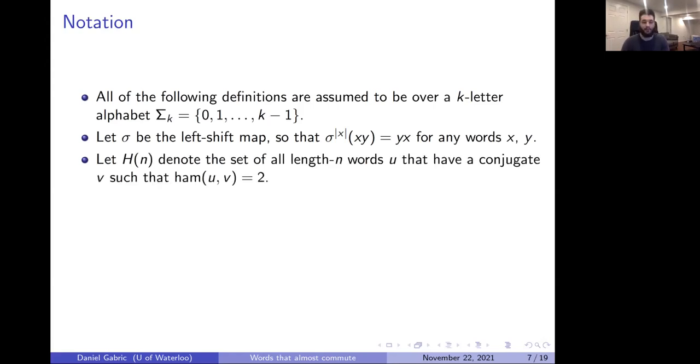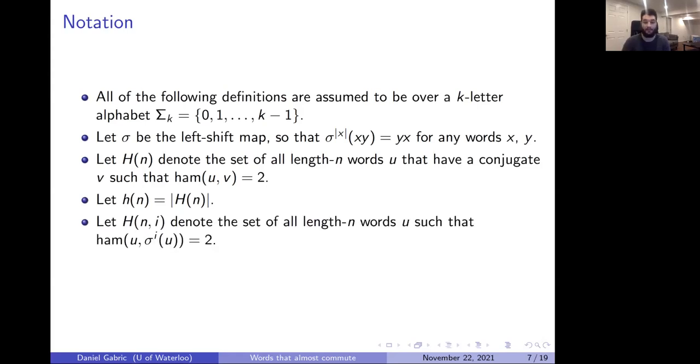We let big H of n denote the set of all length n words u that have a conjugate v such that the Hamming distance between u and v is 2. We let little h of n denote the number of such words. We let big H n i denote the set of all length n words u such that the Hamming distance between u and the ith conjugate of u is 2. And then we let little h n i denote the number of such words.